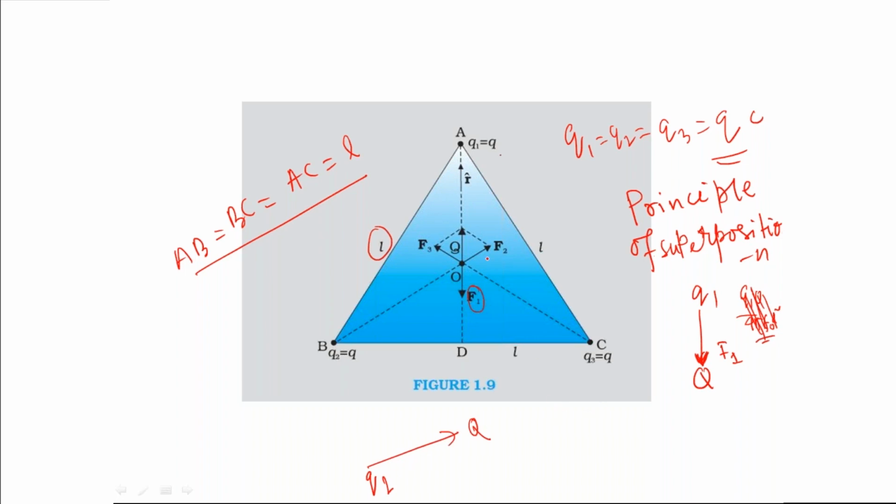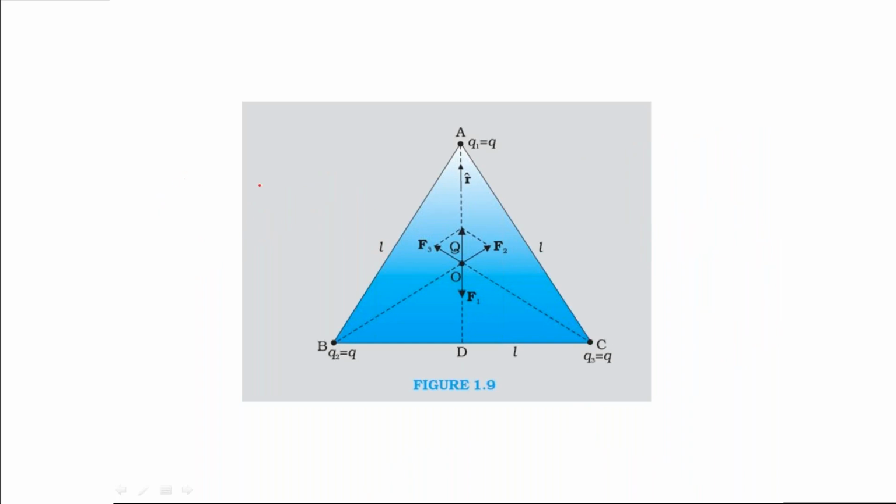See, in this way it is. This is capital Q. This is Q2. So this force is this way. Okay. So this is here. Now my Q3 is here. So this is capital Q, and Q3 is here. So the force will be in this way. Look here. This is Q3, this is Q2, and this is Q1.